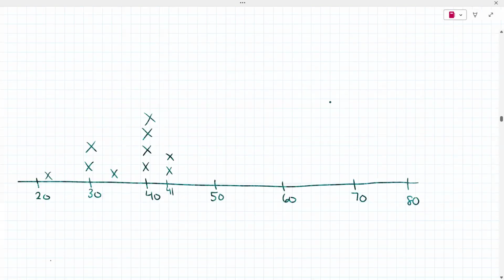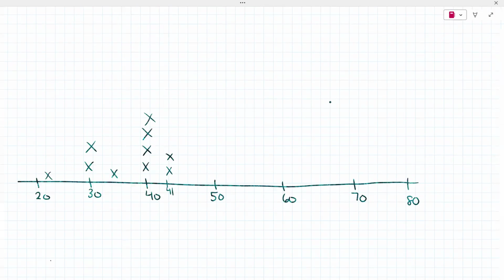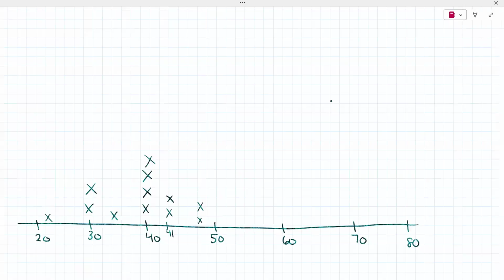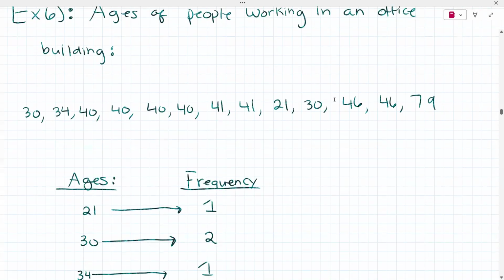46. 46 has a frequency of 2. And then 79 has a frequency of 1. 79. Okay. By the way, do you see any outliers? I do. I see an outlier. It goes from 20, 30, 40, and then it stops at 79. So 79 would be the outlier, right? Good.